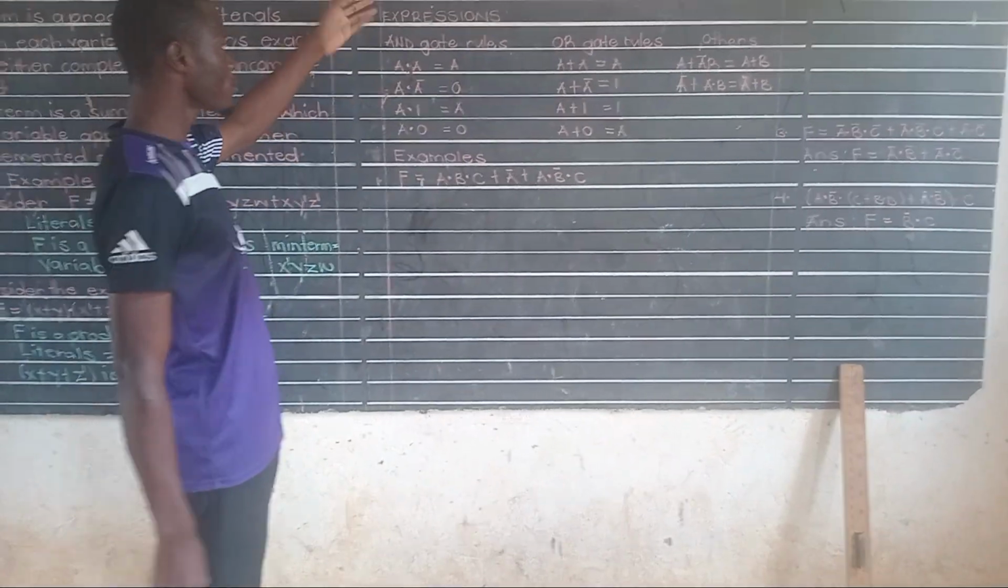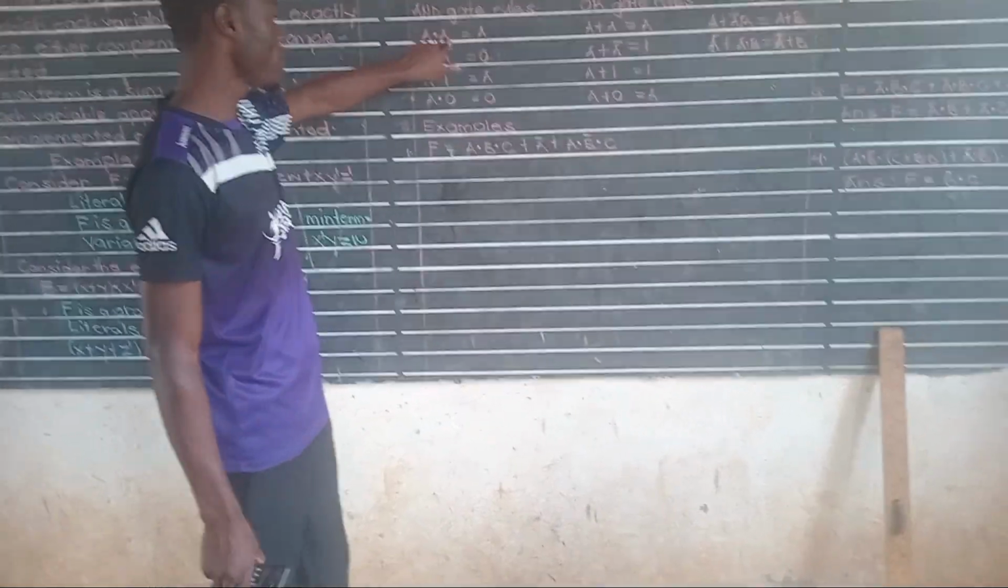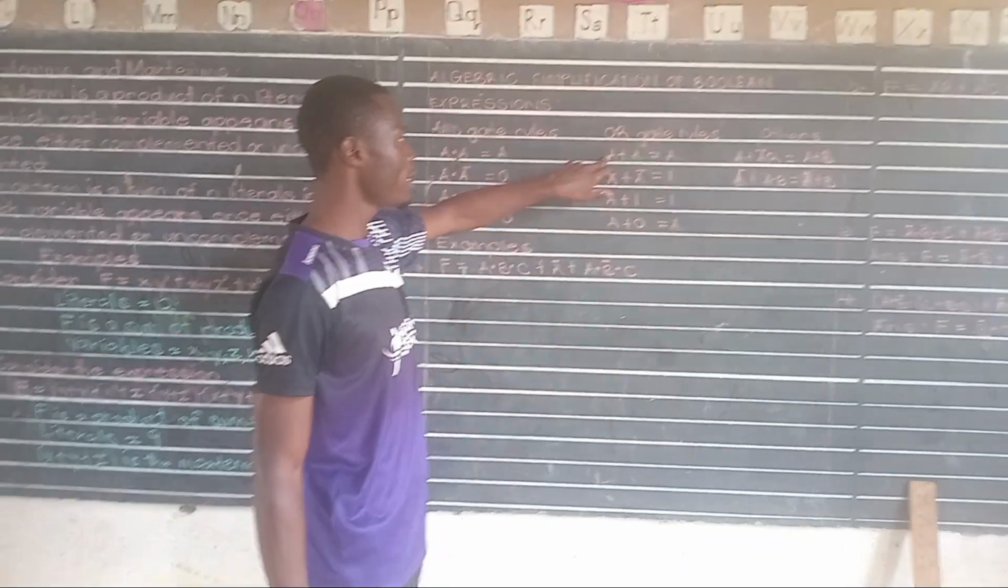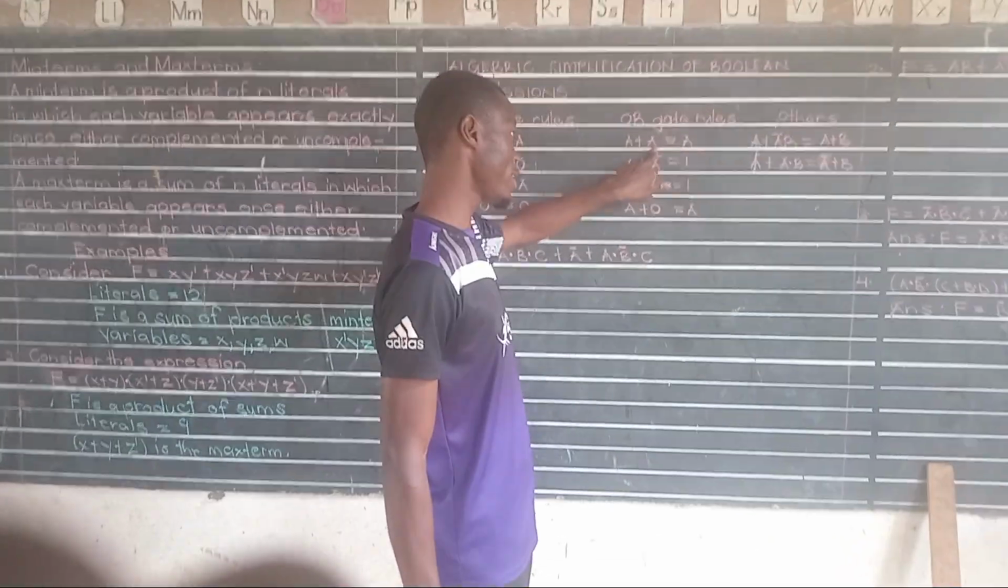The AND gate rules: this is A and A, I get A. This is A, or A, I get A.